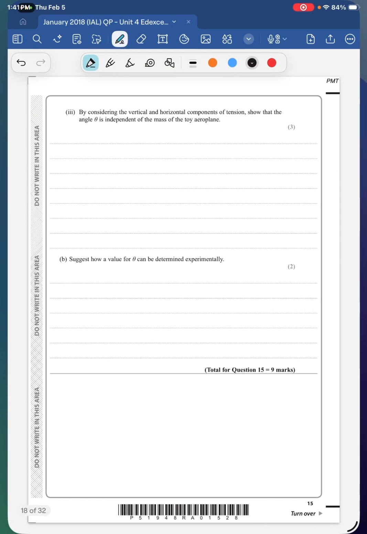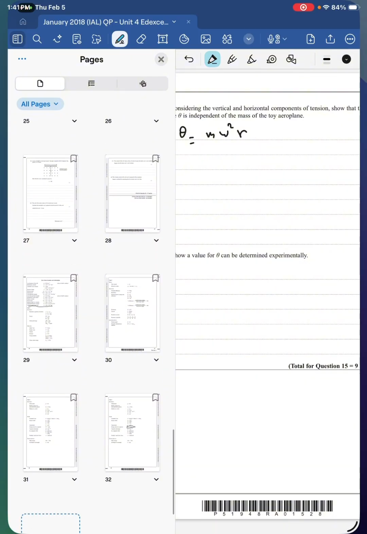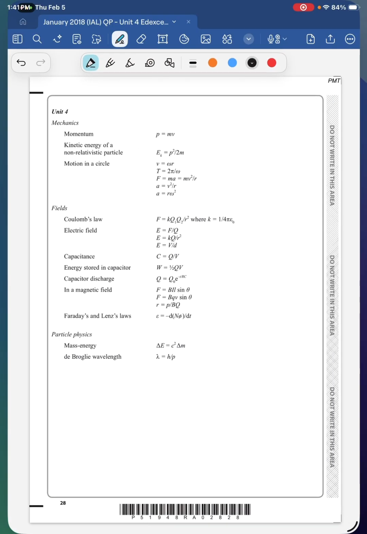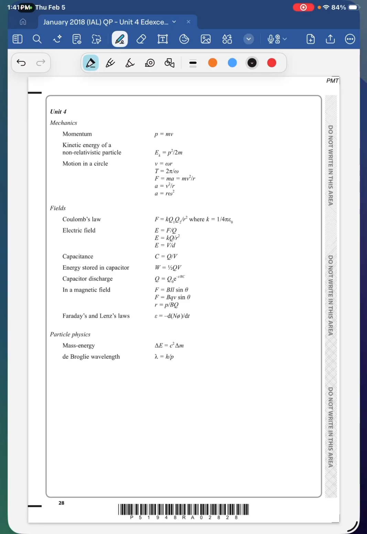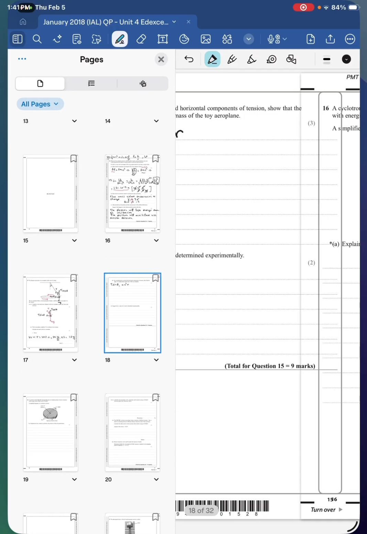So T sine theta, as we just said, is the centripetal force. So it's equal to m omega squared times r. Something's wrong in my notes, by the way, I just realized, and now I'm doubting myself, so I'm going to check the equations back here. Yes, m omega squared times r. So something's wrong in my notes over there. I don't know why I made that mistake. So anyway, let's go back.